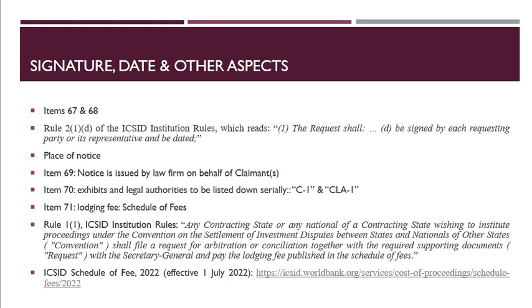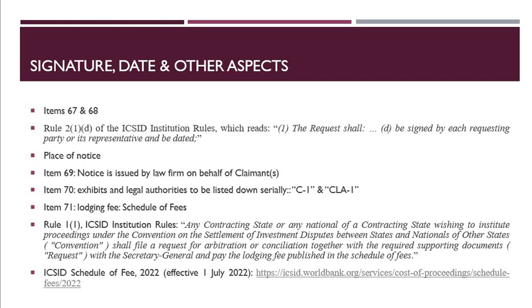Item 71 is a lodging fee published in the ICSID schedule of fees. Rule 1.1 of the ICSID institution rules provides any contracting state or a national of a contracting state wishing to institute proceedings under the Convention on the Settlement of Investment Disputes between States and Nationals of Other States convention shall file a request for arbitration or conciliation together with the required supporting documents request with the Secretary General and pay the lodging fee published in the schedule of fees. The schedule of fees effective from 1 July 2022 can be accessed from the link provided in the description to this video.